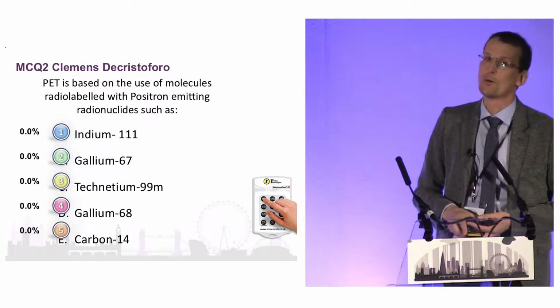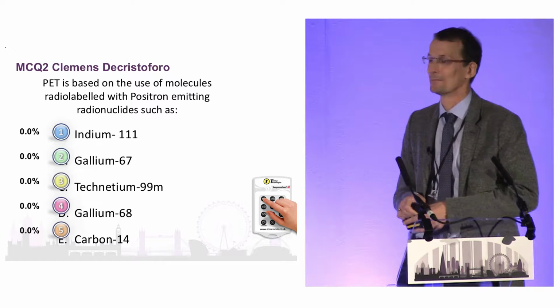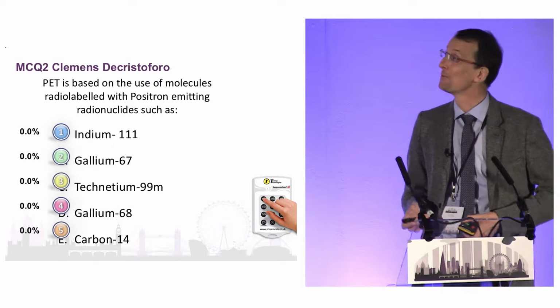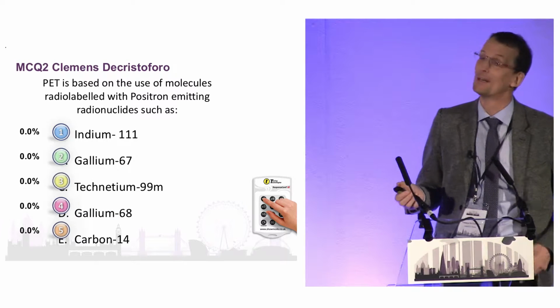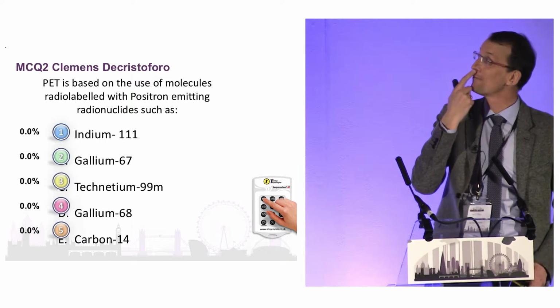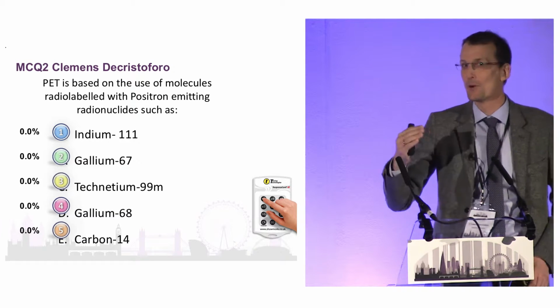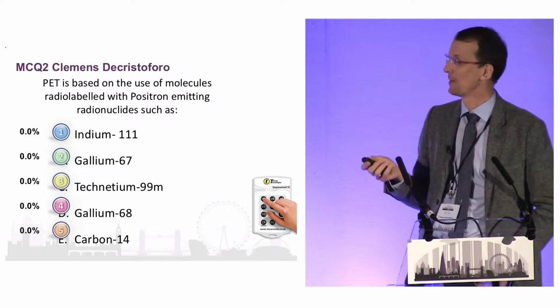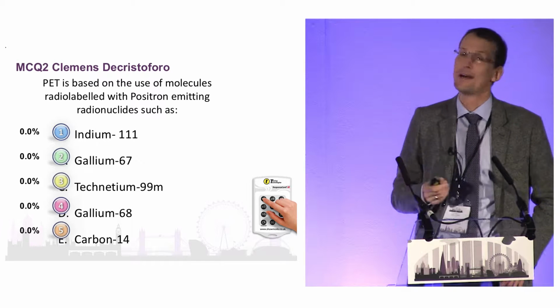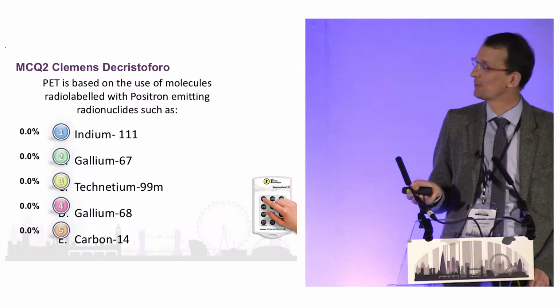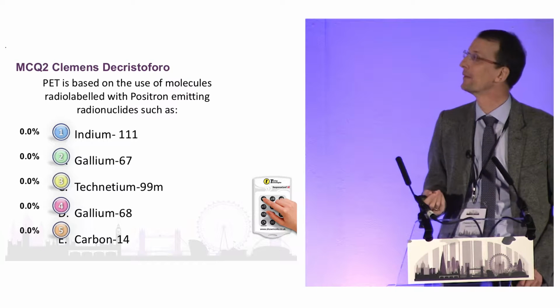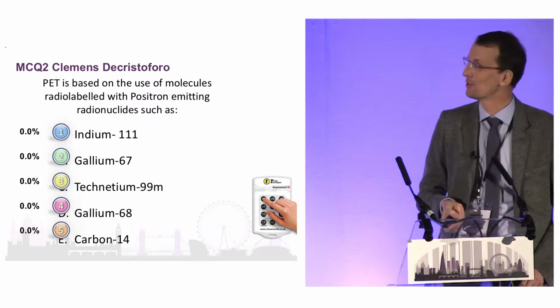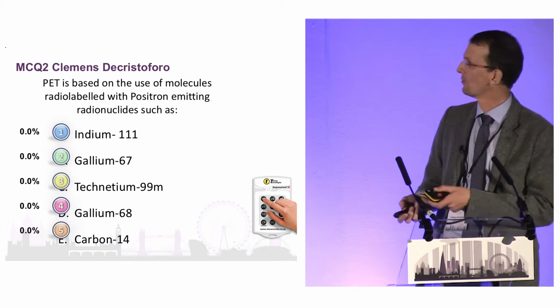Okay, so I have some questions. My first question is related to positron emission tomography, where we use radio-labeled molecules in combination with positron-emitting radionuclides. Here is a list of radionuclides, and you can choose which one emits positrons that we can detect.